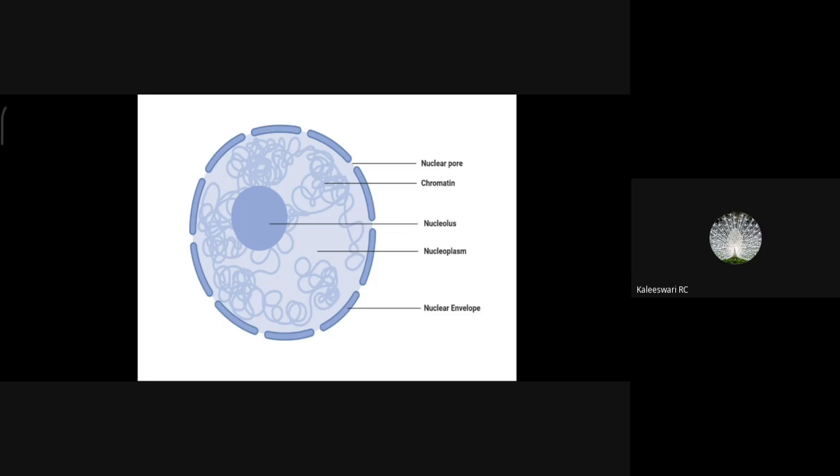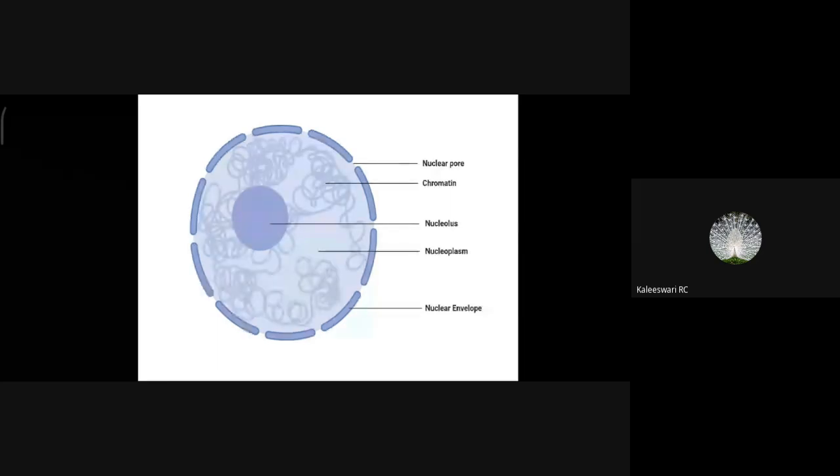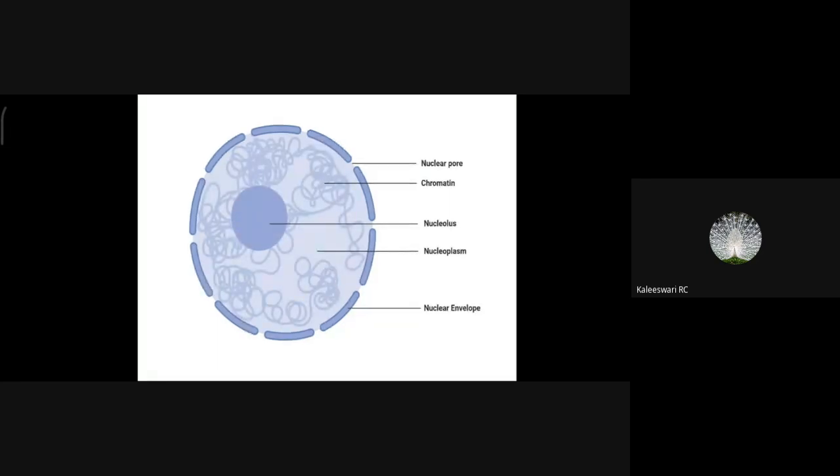And this thread-like structure you can see here is chromatin. You can see the thread-like structure in the nucleus. These are very complicated structures. Chromatin means they are carrying genetic material. Genetic material means DNA, which carries our special qualities from parents.